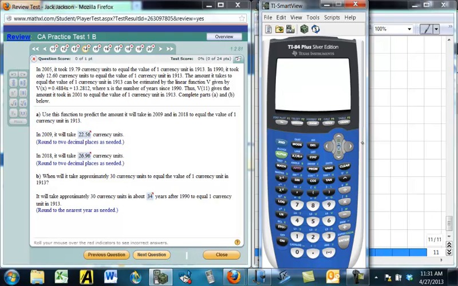In 2005, it took 19.79 currency units to equal the value of one currency unit in 1913. In 1990, it took only 12.60 currency units to equal the value of one currency unit in 1913. So basically what you're looking at here is inflation, and when it says the value, let's take something that existed in both years, like a loaf of bread or a gallon of milk.